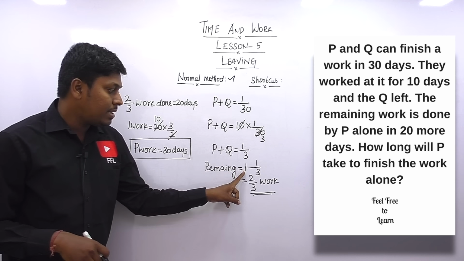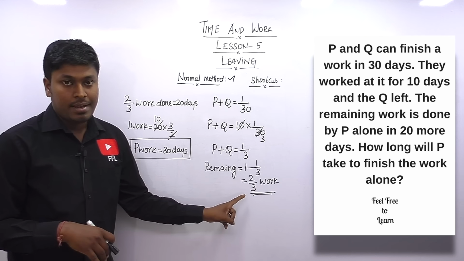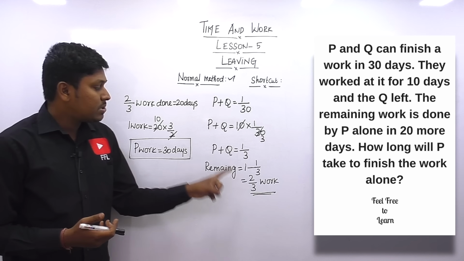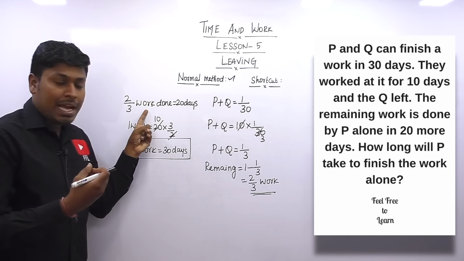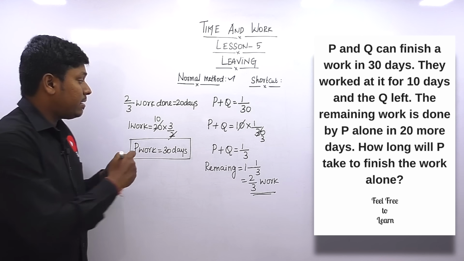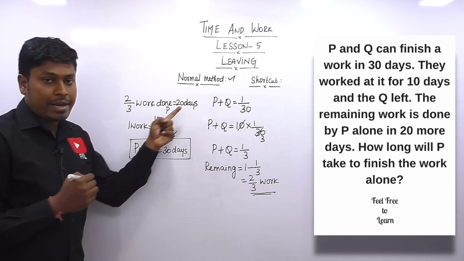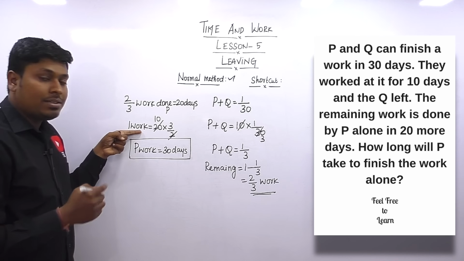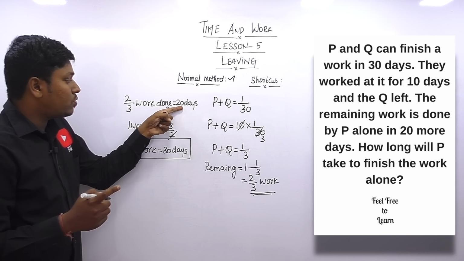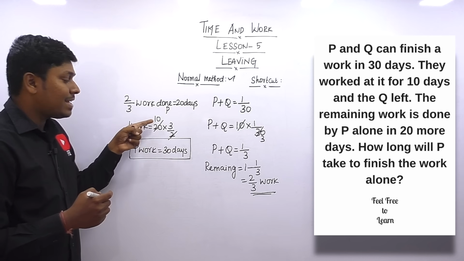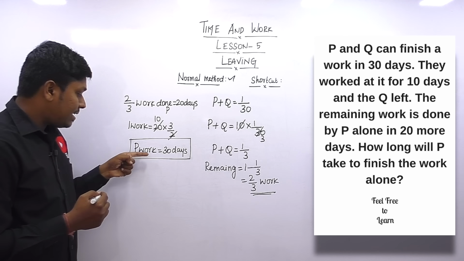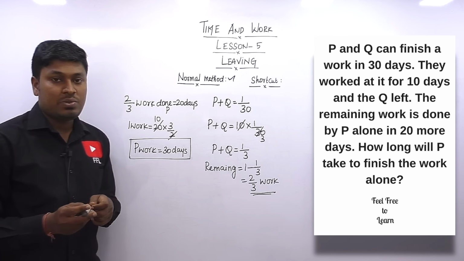And the remaining work is 1 minus 1 by 3, that is 2 by 3. So this 2 by 3 work is done by P alone in 20 days. So the whole work to be done by P is equal to 20 into 3 by 2. When you cancel, this becomes 30 days. So we can say that P alone took 30 days to complete the work.